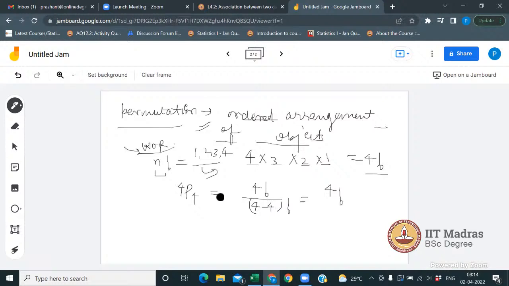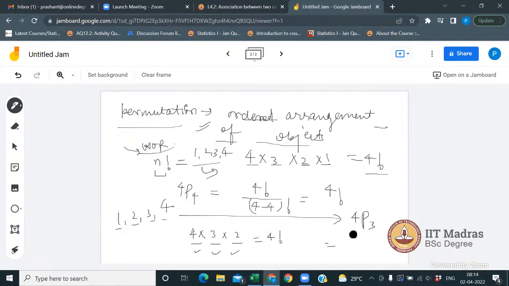And suppose I'm asking that with these 4 digits I have to make a number of 3 digits. Then what will it be? 4 into 3 into 2, which is again 4 factorial. If you do 4P3, that means 4 factorial divided by (4 minus 3) factorial, again 4 factorial. So whether you do it manually or with the permutation formula, it will give the same answer.